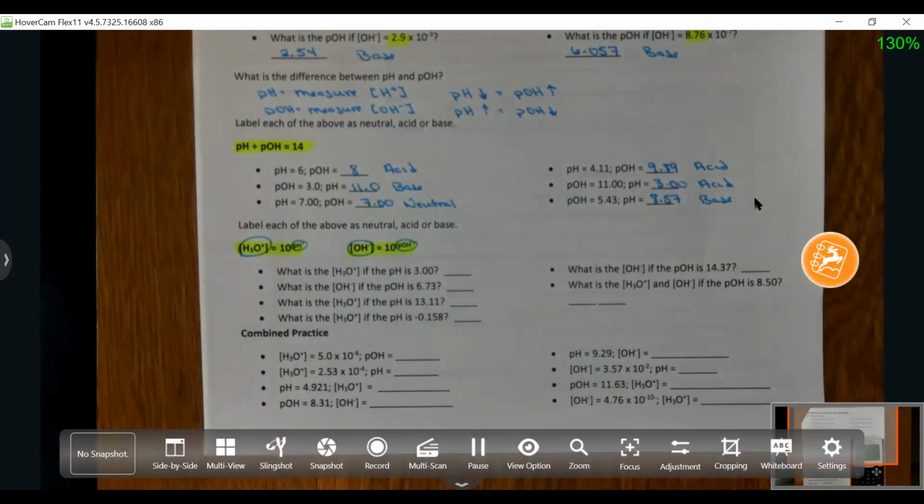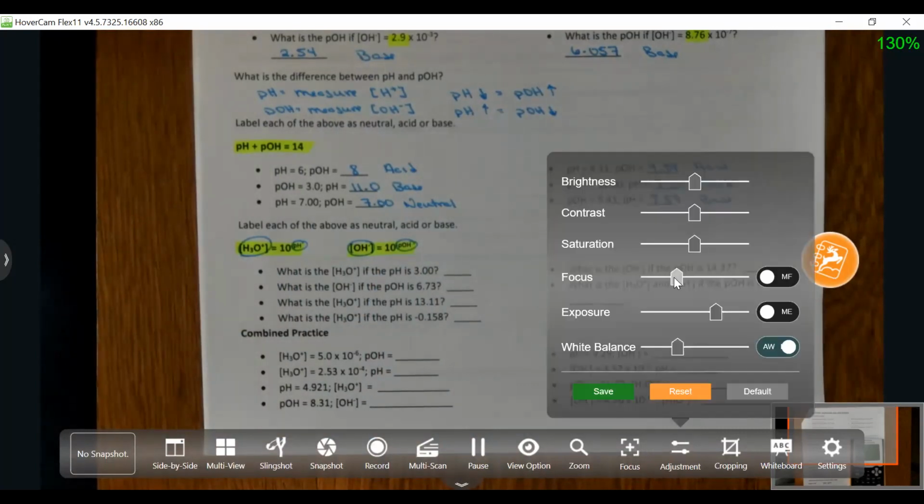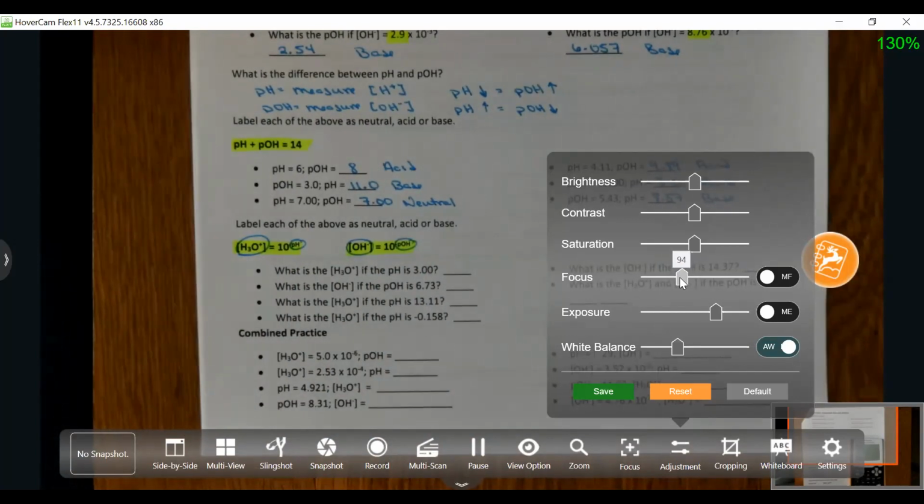I kind of accidentally X'd that out on my thing here. Let me try to adjust this focus a little bit here. Okay.